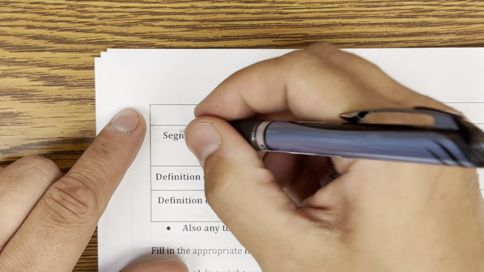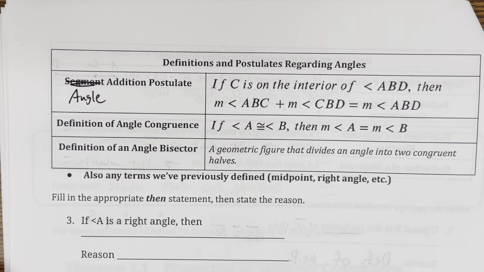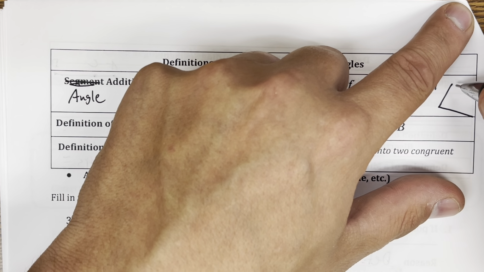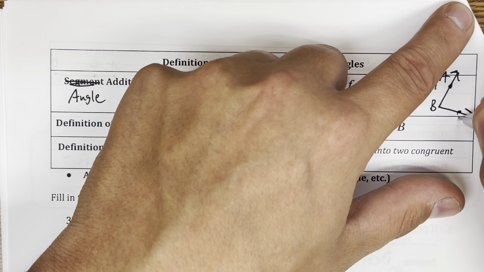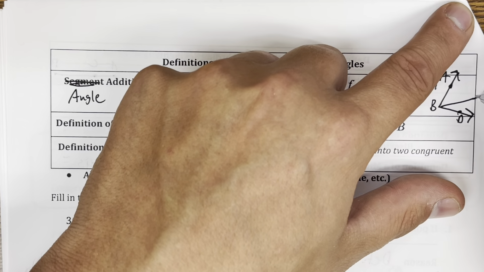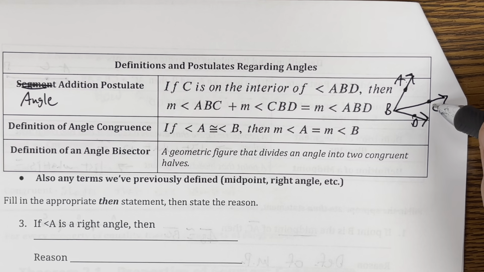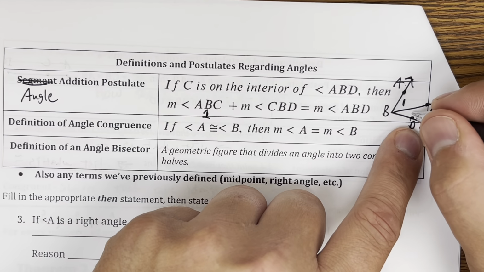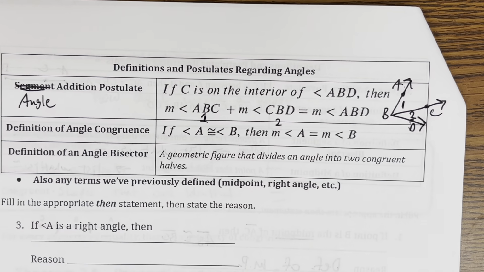This says segment addition postulate, but it should say angle. The angle addition postulate states that if C is in the interior of angle ABD, I'm going to draw this out. I have angle ABD, with C somewhere inside of it. I can add up the measures of the two angles: angle ABC, that's the first one, angle 1 I'm going to call it, plus the other little one, angle 2, which you'd have to name CBD, is equal to the entire thing. We will use that as well.